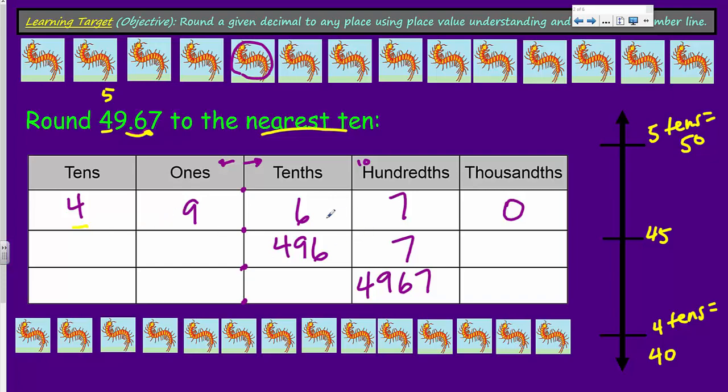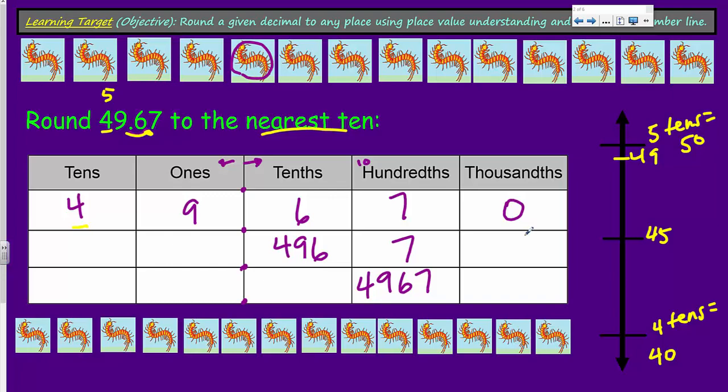That's it. We don't care about these guys. Sorry, no offense. Tenths, hundredths, thousandths, you're good guys, really, and good gals. But you know what? We don't need you because we're dealing with the tens here. All right? So 49 puts me way up here, so obviously we're going to round that number to 50.